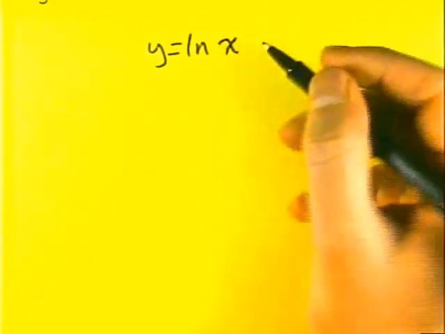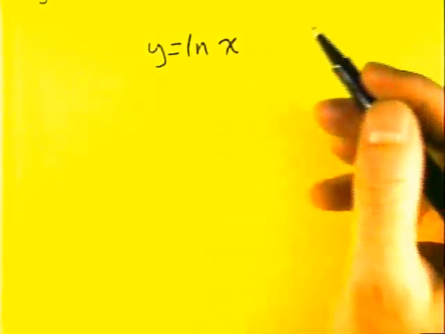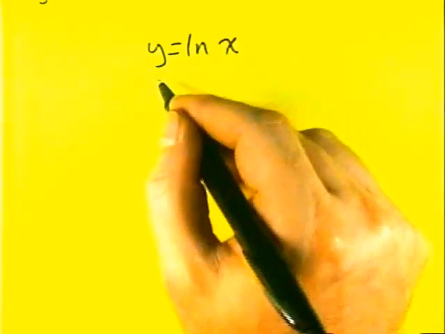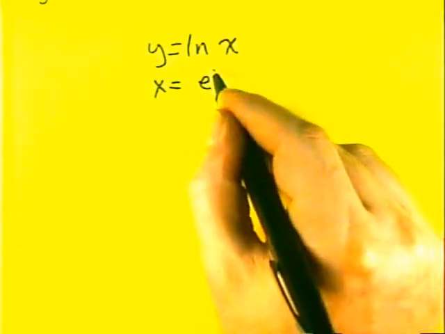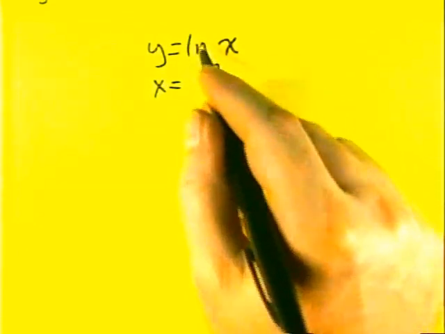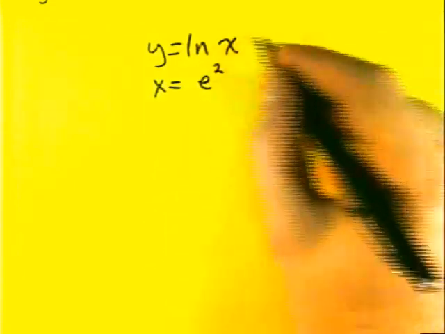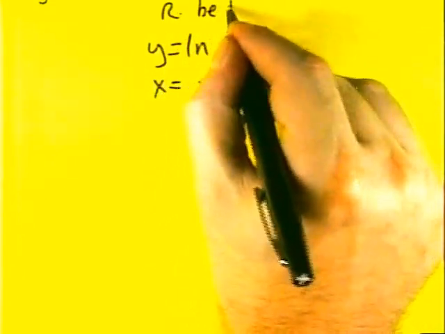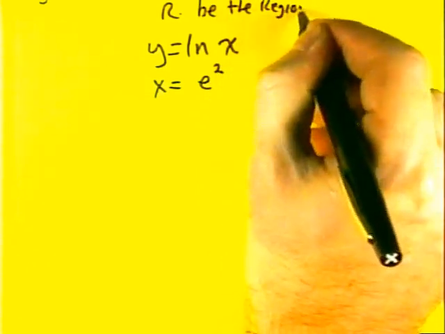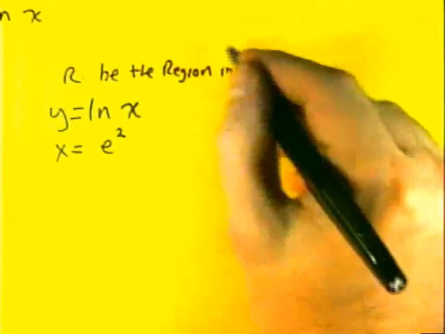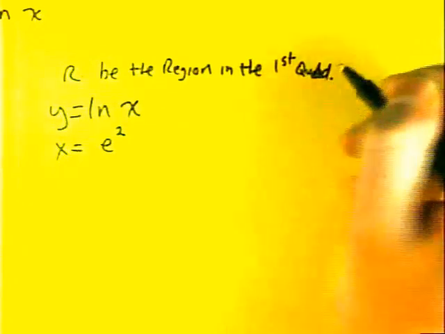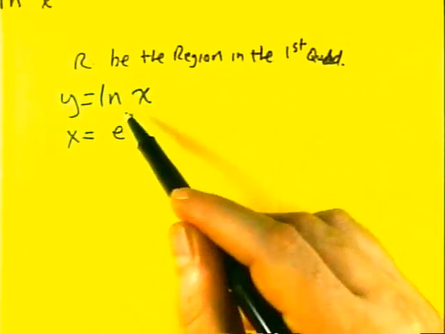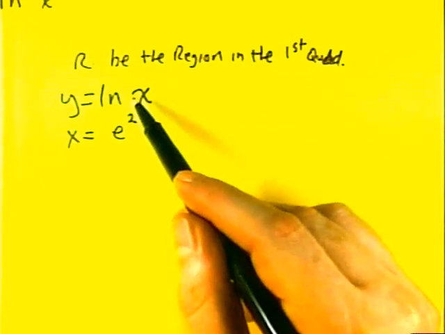Here we go. Latanya, do you remember me? Yes. Okay. That's why I was trying to find your picture. Y equals natural log of x. X equals, let's say, e squared. All right. I want you to find the region, and let R be the region in the first quadrant bounded by this curve and this line.